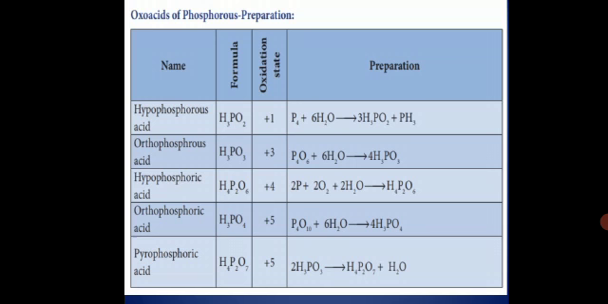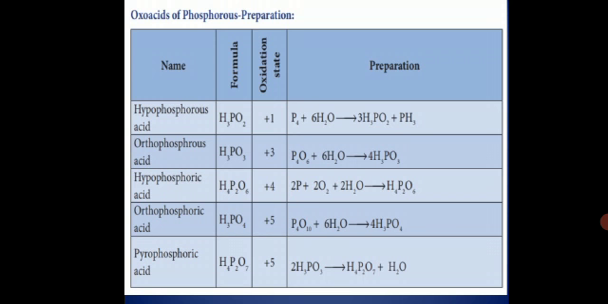the oxo acids of phosphorus and how they are prepared. The different oxo acids of phosphorus, like H3PO2, whose oxidation state is +1, is prepared when phosphorus reacts with hot water, giving you phosphine and H3PO2. Similarly, orthophosphorus acid: when P4O6 reacts with water, it gives you H3PO3. You just write these equations and practice them.